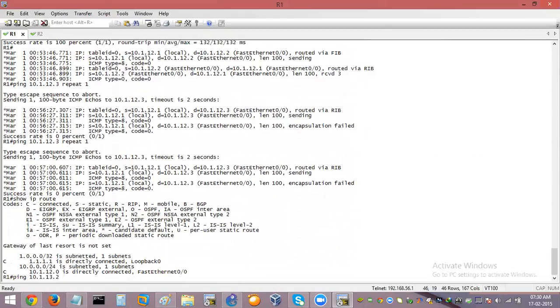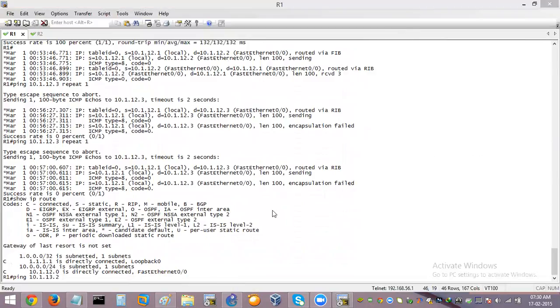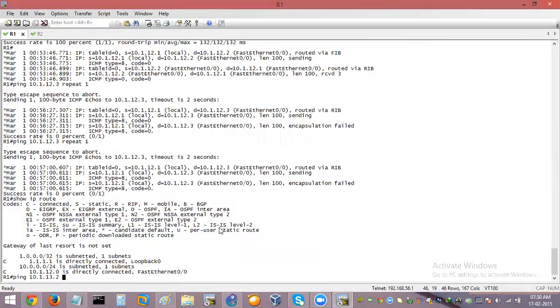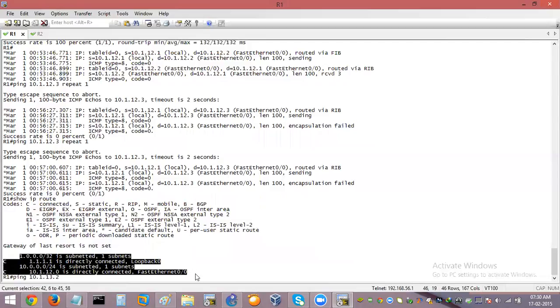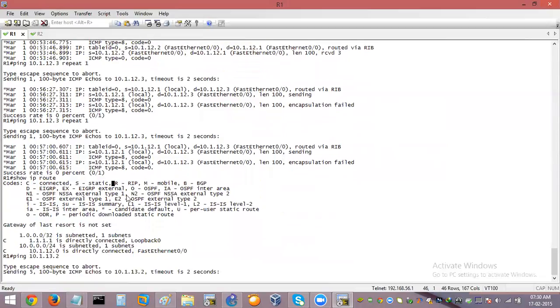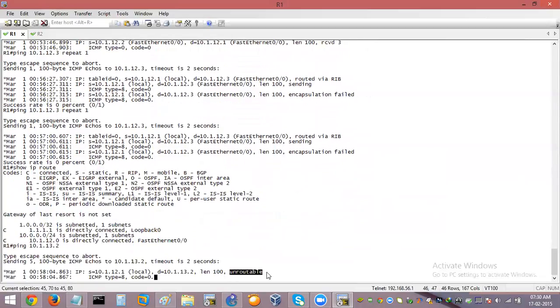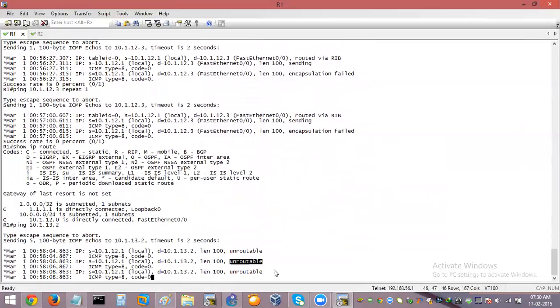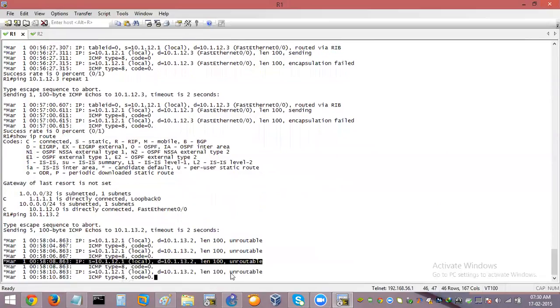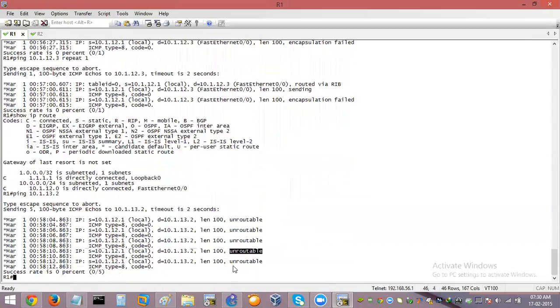Janardhan? Anjum? No, sir. Do we have a matching route in the routing table? The answer is no. If you try to ping this address, the router is going to tell you that the packet is unroutable. So it doesn't have a matching entry here.